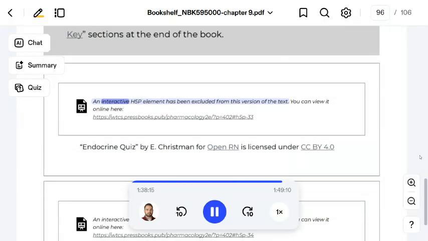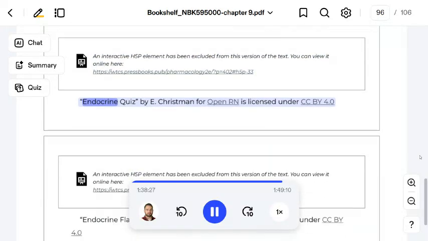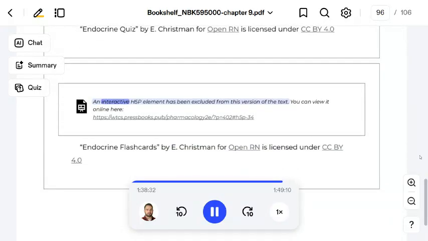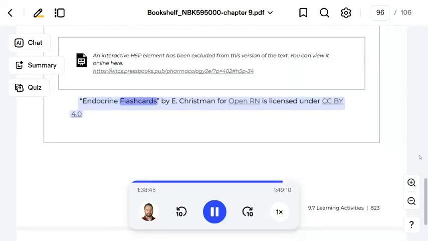An interactive H5P element has been excluded from this version of the text. You can view it online here. Endocrine quiz by E. Christman for OpenRN is licensed under CC BY 4.0. An interactive H5P element has been excluded from this version of the text. You can view it online here. Endocrine flashcards by E. Christman for OpenRN is licensed under CC BY 4.0.